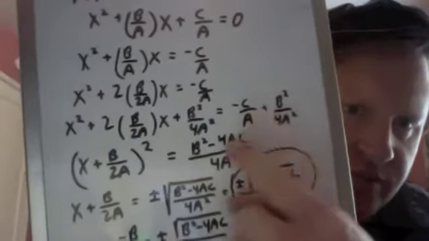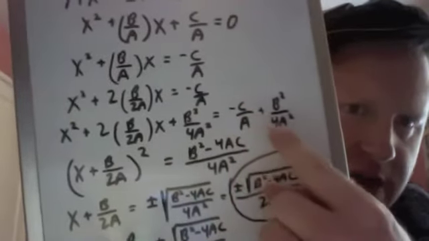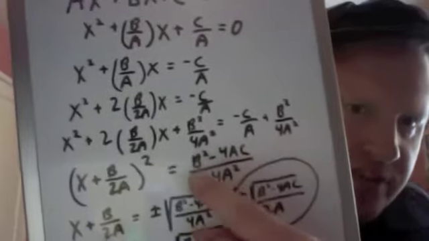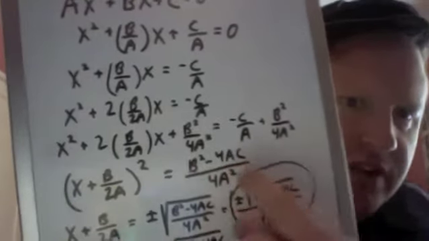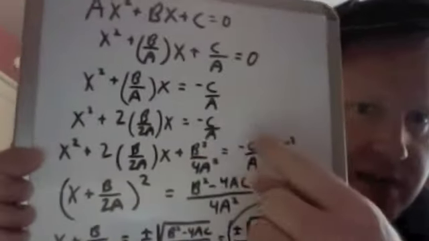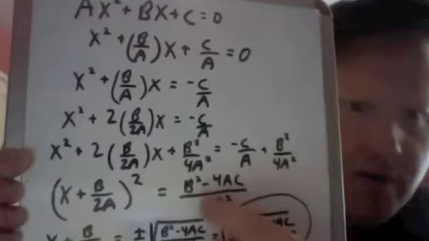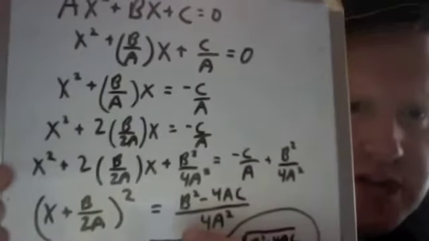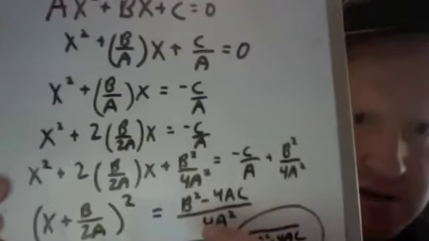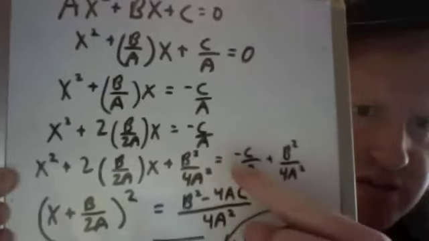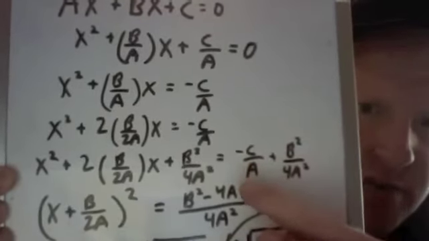And the negative c over a plus b squared over 4a squared will simplify to b squared minus 4ac over 4a squared. Now that you can do on your own. All right, you can confirm that this will simplify to this on your own. I'll give you a hint. All you really have to do is find a common denominator. So the common denominator up here would be 4a squared.